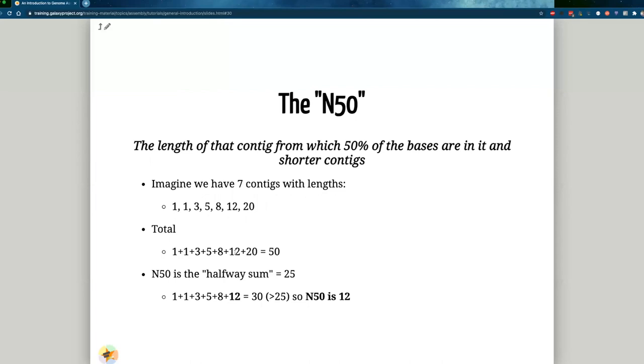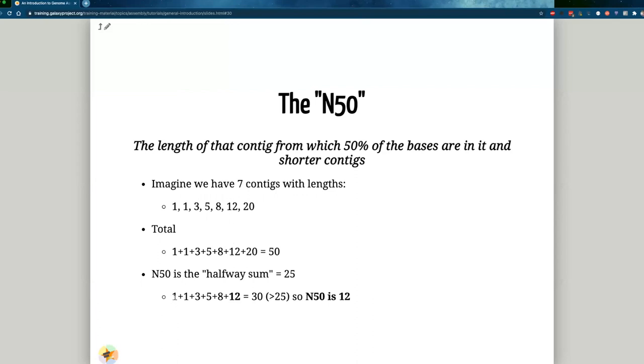So when you add all these numbers together, you get 50. So our total number of bases in contigs is 50. And half of that is 25. So now what we want to do is start at the smallest and add them together until we get to 25 or above. And then the length of the contig that is the last one that we add to our sum, that is the N50.